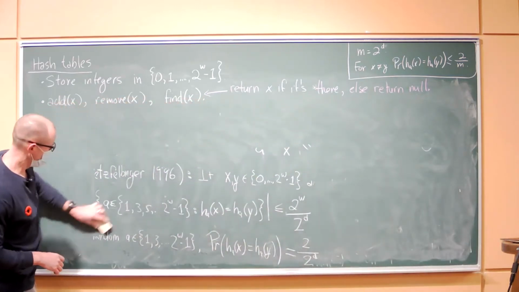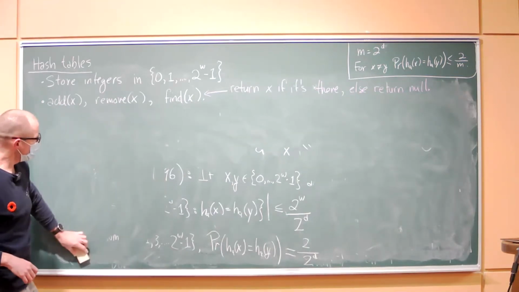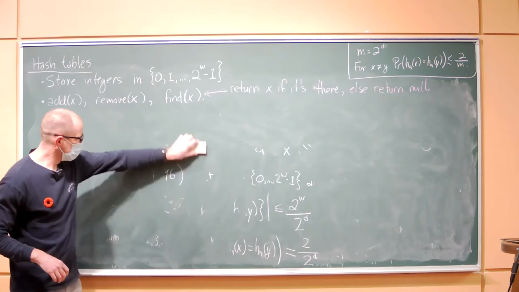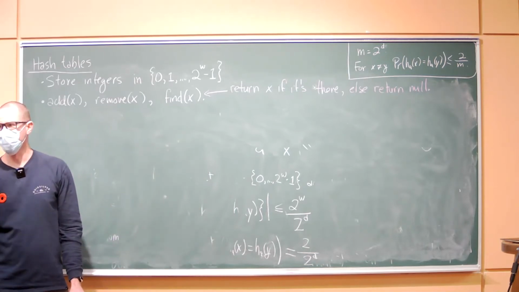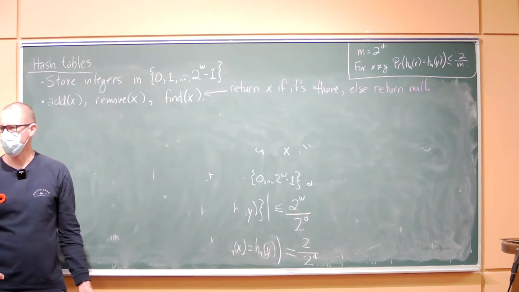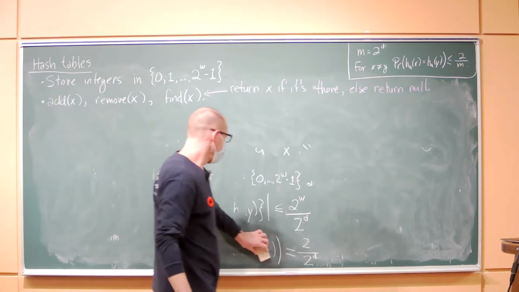Yep. What is wrong with even numbers? Well, this lemma is not true if you take a to be a random integer in this whole set.